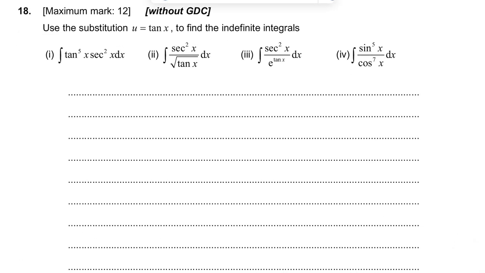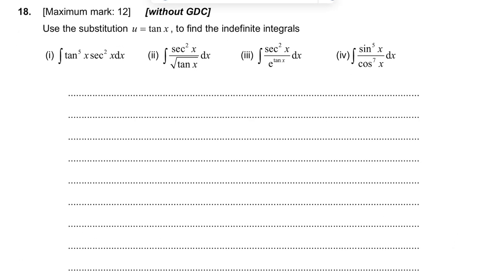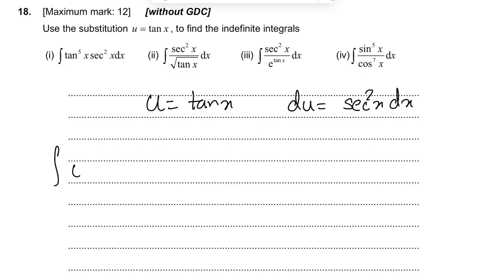Question number 18. Use a substitution u equals tan x and proceed further. So if u equals tan x, du equals secant square x dx. So the first sum will become u power 5 du, which becomes u power 6 upon 6 plus c, which is tan to the power of 6 x upon 6 plus c.